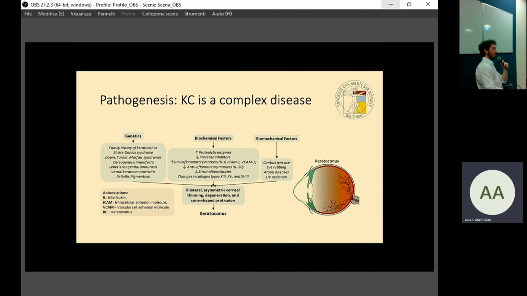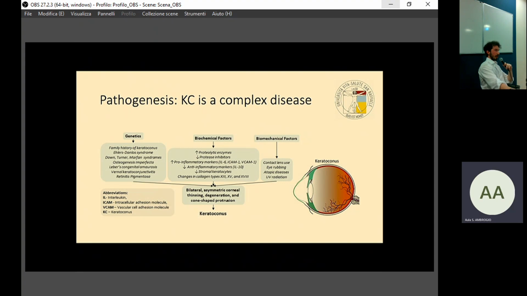But actually, keratoconus is a really complex disease. It is characterized by different alterations. On one side, we have the proteolytic enzymes, as we said before. On the other side, we also have involvement of pro-inflammatory cytokines, like interleukin-6, but also a decrease in anti-inflammatory cytokines, like interleukin-10. As we said before, collagen is fundamental for the stroma, and so we might expect that in diseases like Marfan syndrome or collagenopathies in general, an alteration in the structure of the collagen is also a predisposing factor for the development of keratoconus.